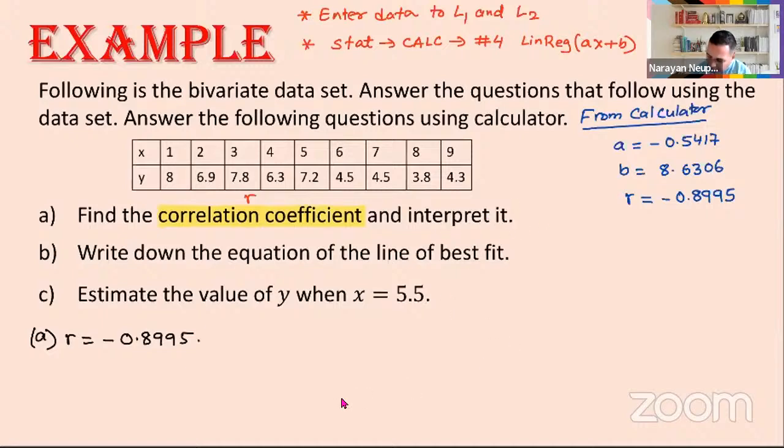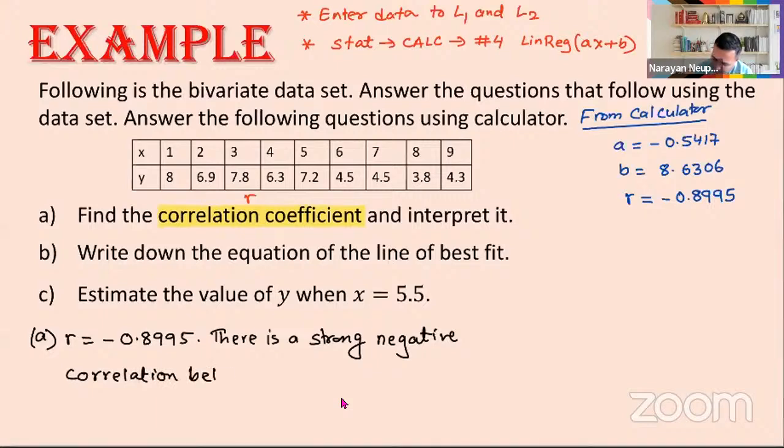So we can say, let's write this down: there is a strong negative correlation between the X and Y variables. Because in the problem, they didn't tell us what is X, what is Y. They just gave the values. So we can say there is a strong negative correlation between X and Y variables. So that is your part A.